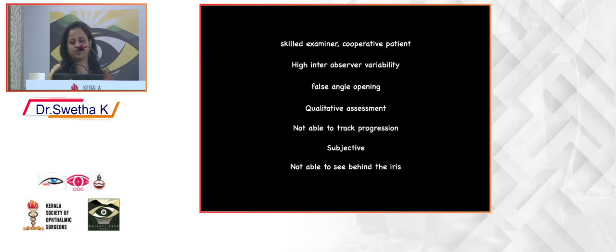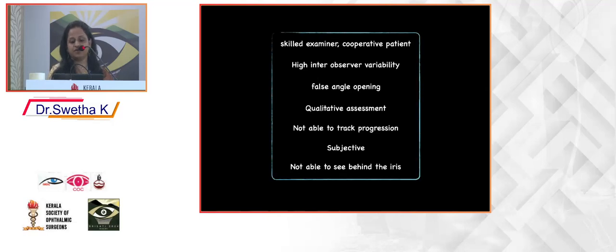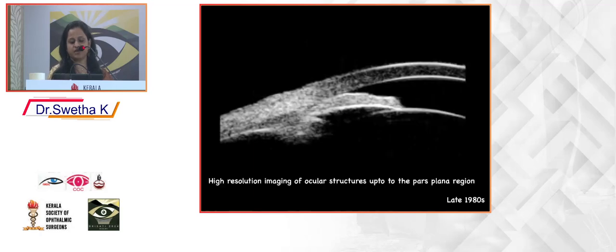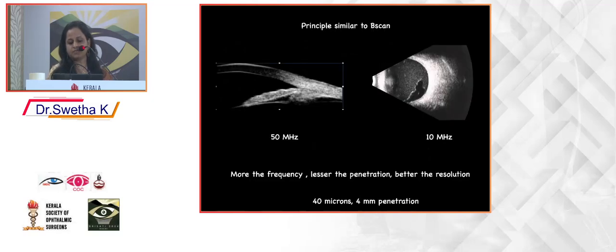But the limitation of gonioscopy is that you need a skilled examiner. There can be high inter-observer variability, it is not able to track progression, and it is highly subjective. We are also not able to see behind the iris. For that, ultrasound biomicroscopy came, where there is high-resolution imaging of ocular structures up to the pars plana region. The principle is similar to B-scan.